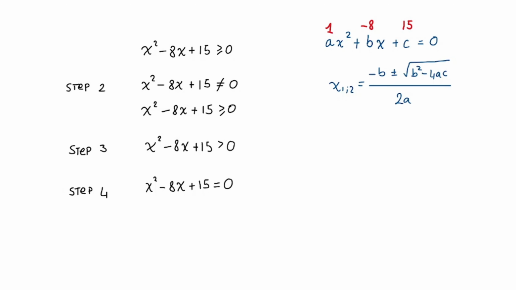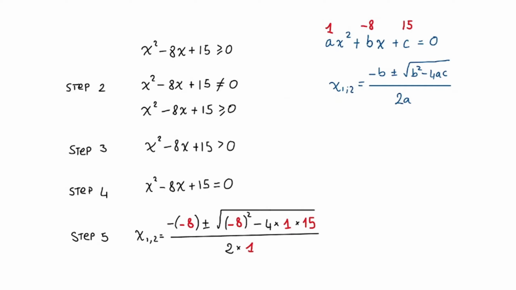b is negative 8, not just 8. Now we substitute into the formula. x equals negative open bracket, negative 8, close bracket, plus or minus the square root of open bracket, negative 8, close bracket squared, minus 4 times 1 times 15, all over 2 times 1.